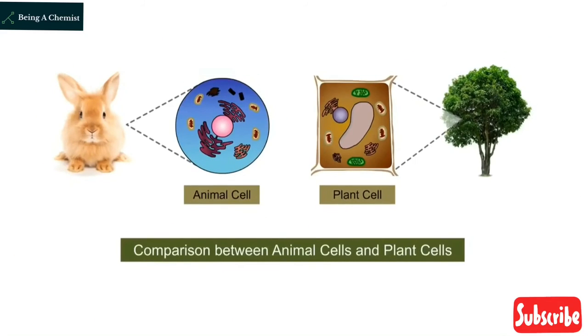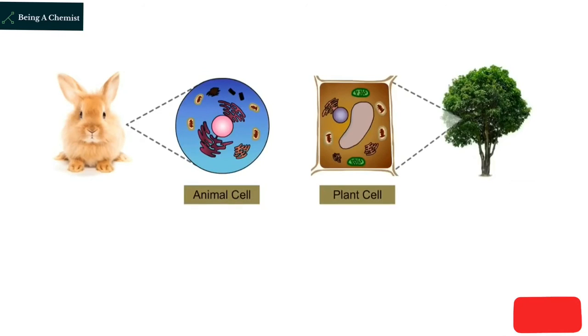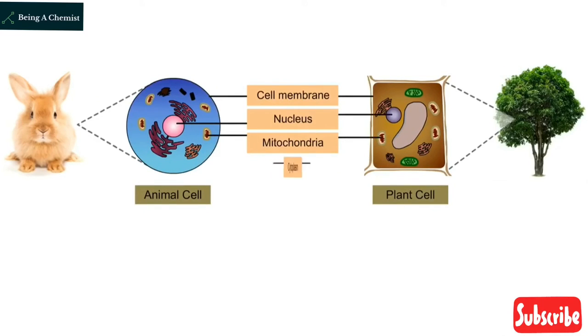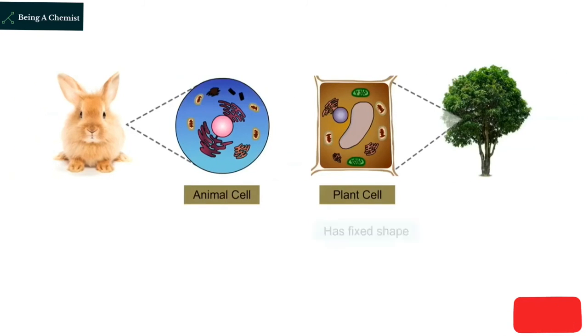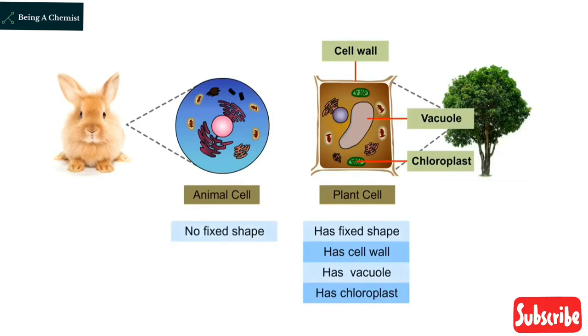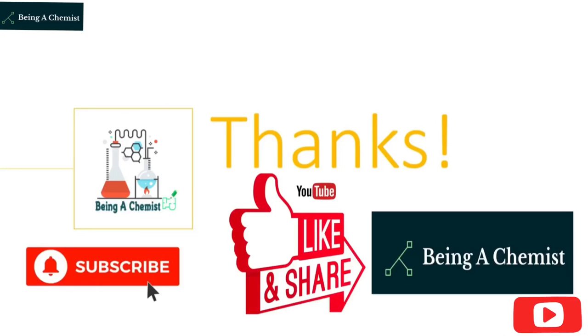Comparison between animal cells and plant cells. Now have a look at the comparison. Both have cell membrane, nucleus, mitochondria and cytoplasm. Plant cell has fixed shape, has cell wall, has vacuole, has chloroplast, but animal cell has no fixed shape, no cell wall, no vacuole, no chloroplast.